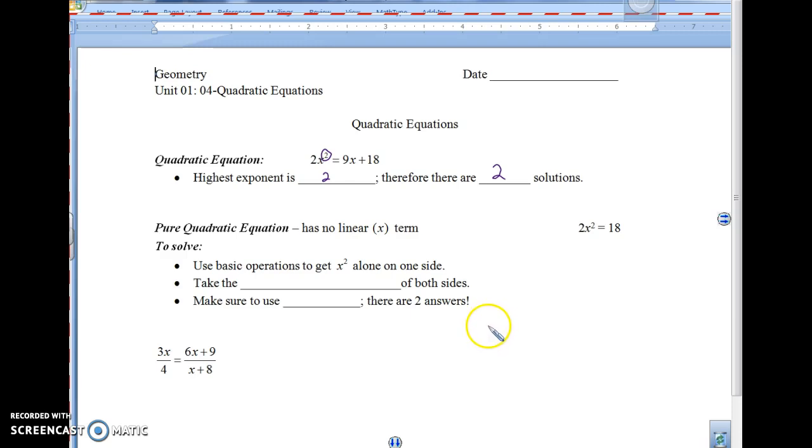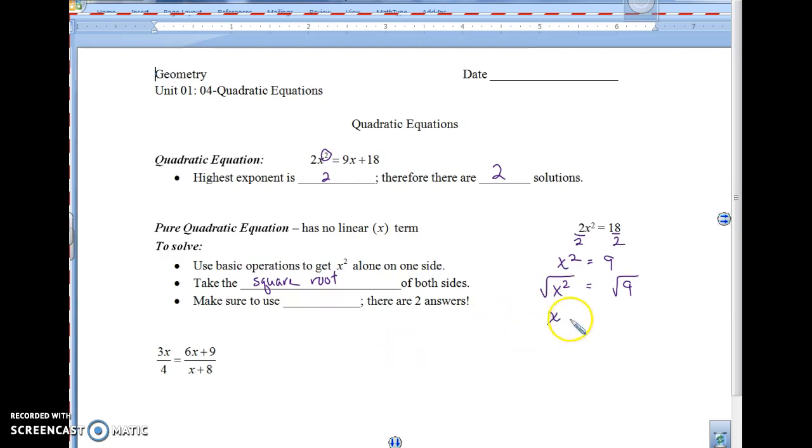So to solve this, we solve it like we would normally solve for x. Use basic operations to get x squared alone on one side. Well, this is 2x squared, so in order to get the x squared alone, we have to divide both sides by 2. And that gives me x squared is equal to 9. So since this is x squared, how do we undo the square? Well, you take the square root of both sides. So I do the square root of x squared and also the square root of 9. Because the square root of x squared is just x.